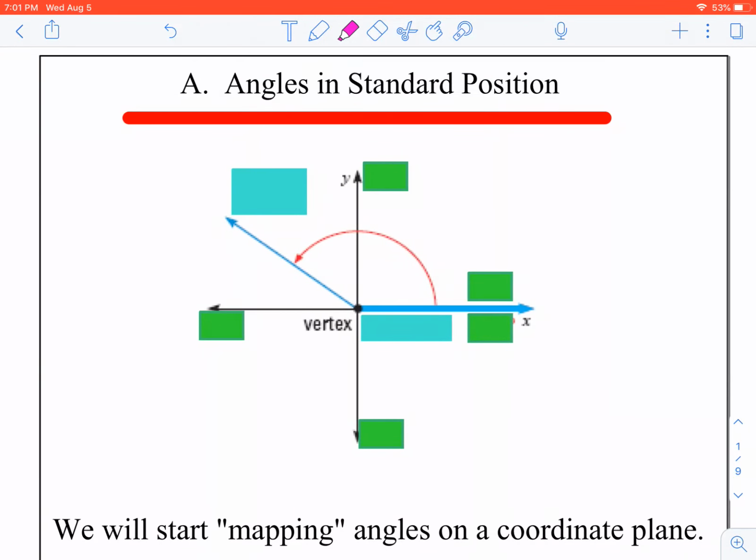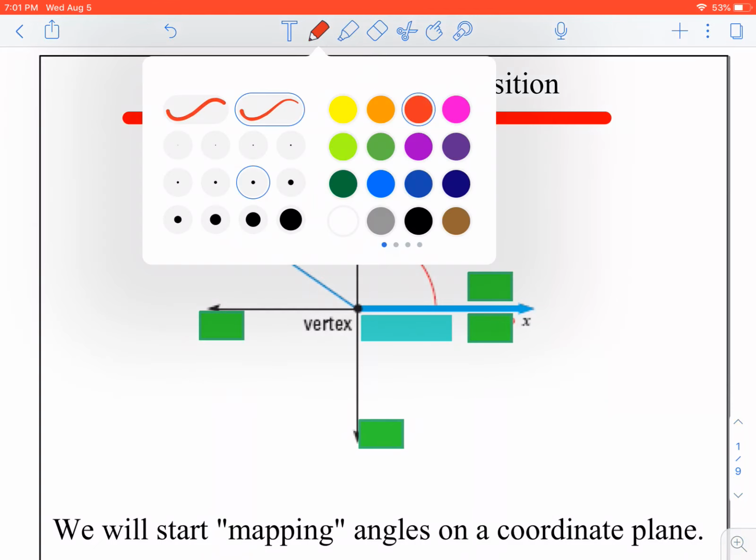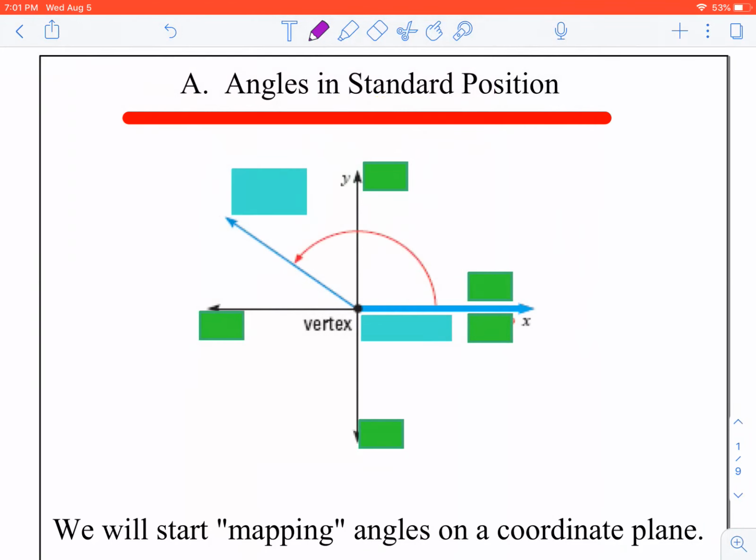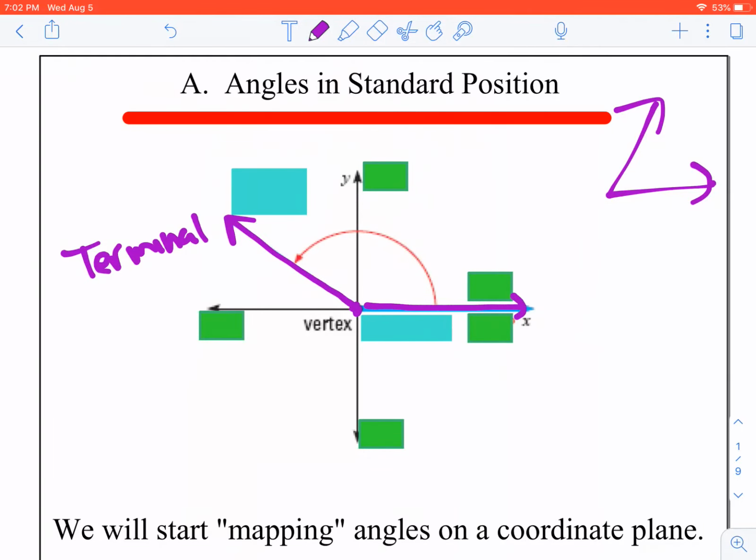Let's first talk about how we draw an angle in standard position. Think about how you draw a regular angle. Usually we would draw an angle that looks like this. The vertex in standard position is always at the origin. Then we always start by drawing one of the rays of the angle on the positive x-axis, always. Then you draw the other side, depending on how many degrees the problem is asking you to do. This is what we call the terminal side because it's where it ends.